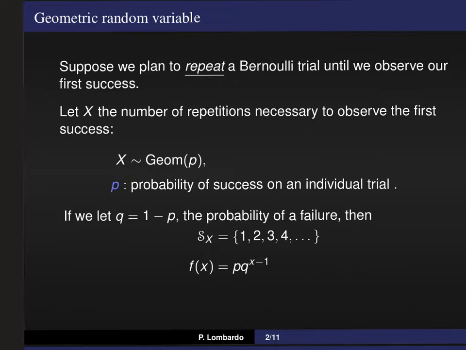Like the binomial random variable, the geometric random variable is also based off of a Bernoulli trial. Remember, our Bernoulli trial is essentially just the random variable that models a coin flip where the coin is not necessarily fair. The idea behind a geometric random variable is we're going to repeat a Bernoulli trial, but we're not going to repeat it a fixed number of times like with the binomial random variable. Instead, the idea is to repeat a Bernoulli trial until we observe the first success. And what X, our geometric random variable, is going to do is count the number of repetitions that we required to observe that first success.